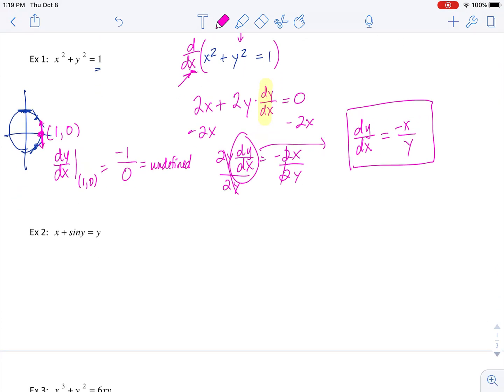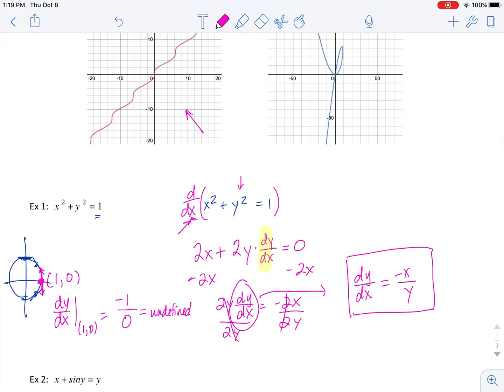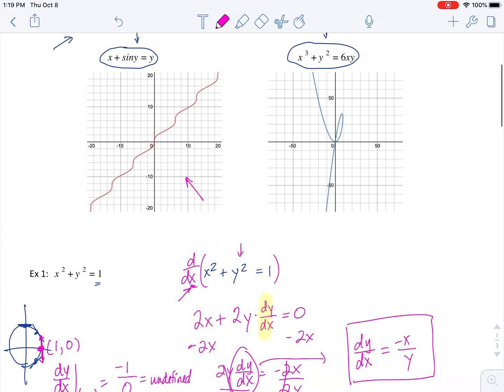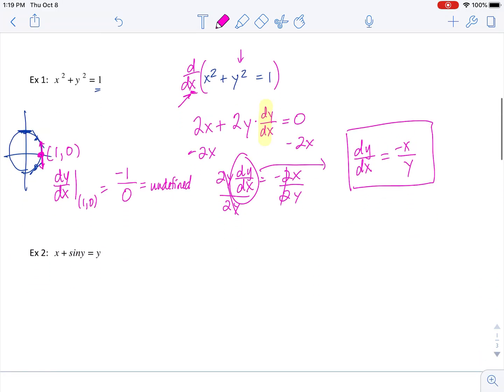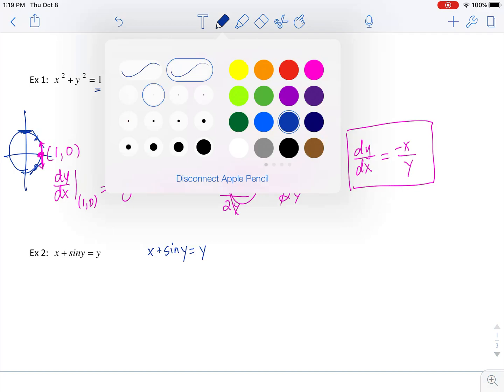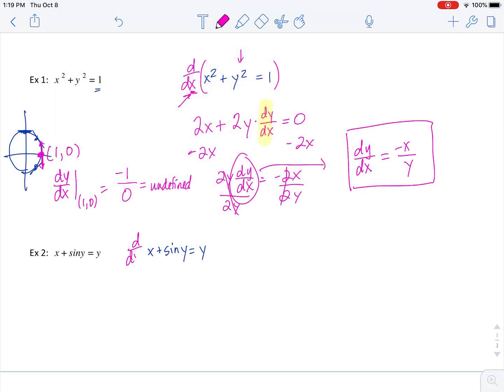All right, so example 2 is actually this picture up here, this crazy, wiggly x plus sine y equals y function. So we're going to do the same thing. We're going to write down the function, and as our first step, notationally, is to show that I'm taking the derivative of that function. So now the derivative of x is pretty easy. It's just 1. The derivative of sine y is going to be cosine y, but because it's the wrong variable, I have to multiply by dy/dx. You can think of it like the chain rule.